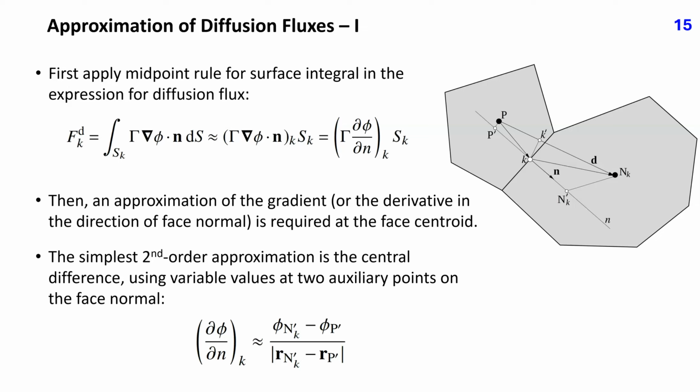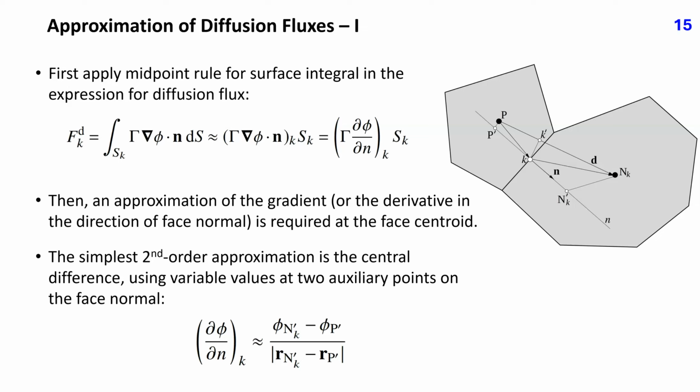The simplest second order approximation is the central difference, using variable values at the two auxiliary points on phase normal defined in the preceding slide. The value at this point minus the value at this point divided by distance. This is a second order approximation because the points are equidistantly spaced with respect to phase center. Approximation of values at these 2 points are also second order.